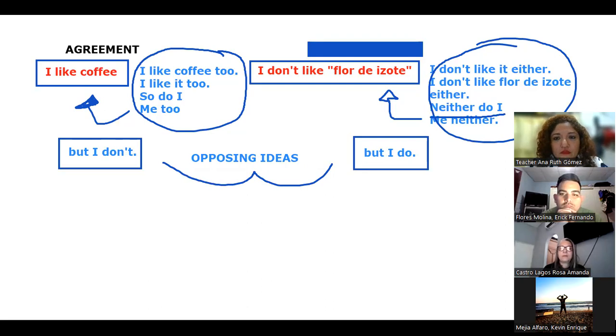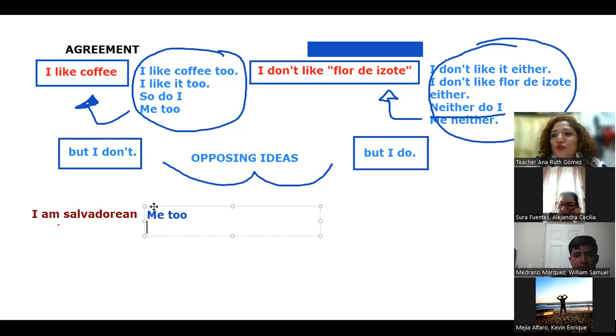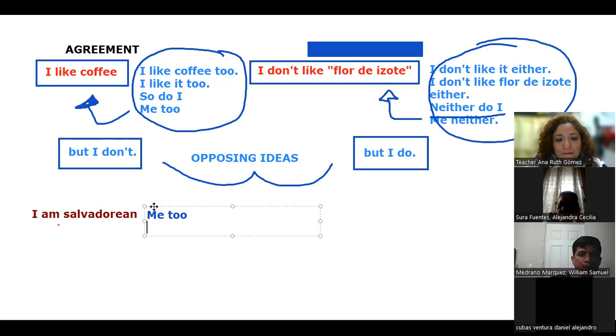For example, I say, imagine another example. I am Salvadorian, for example. And if you want to agree, what do you say? I am Salvadorian. All right, what are some expressions to agree? Me too. Me too. So am I. So do I? No, because I am. Either. So am I. No. I am too.